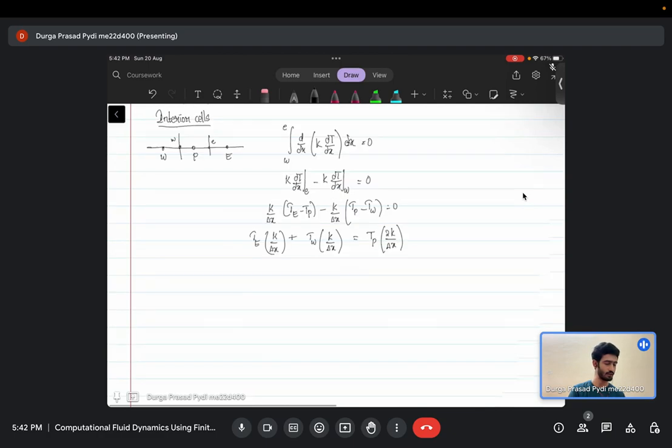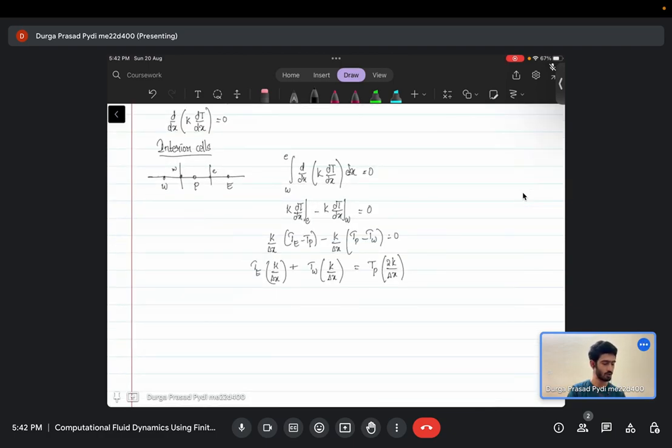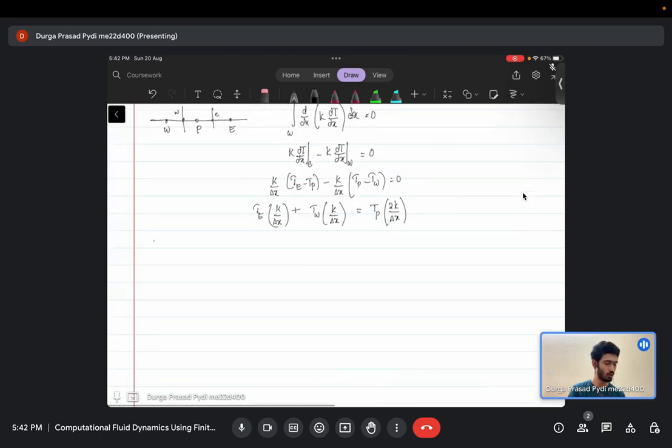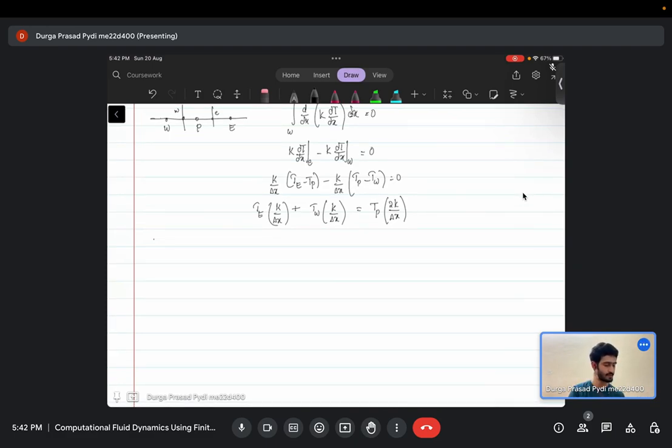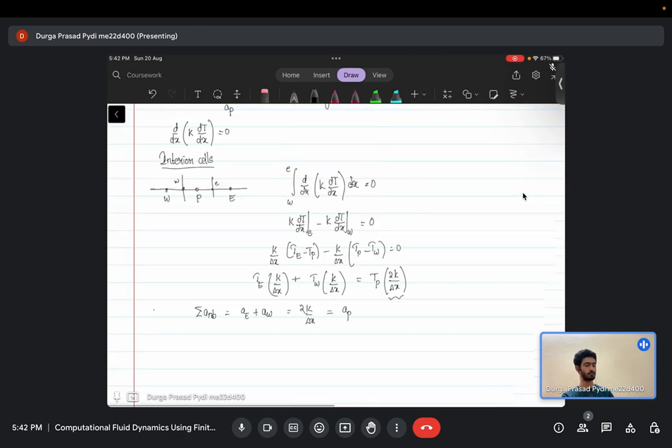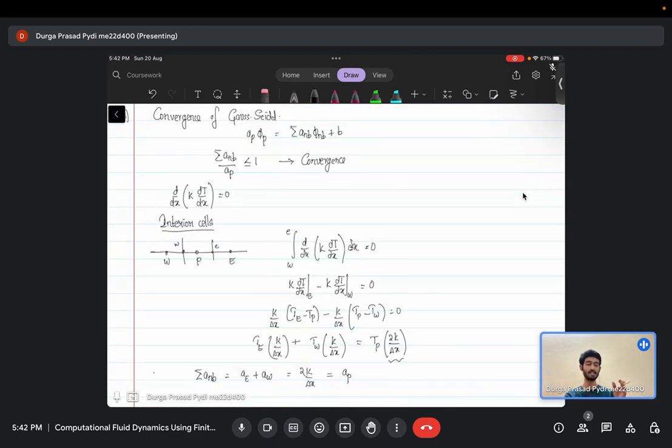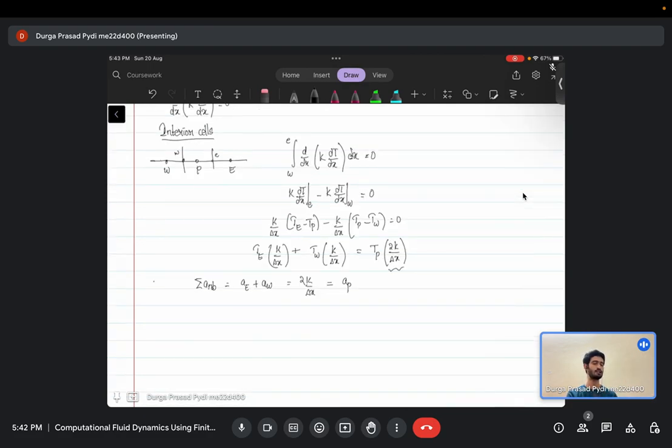Say the first question asks you about the Dirichlet condition. So for all the interior cells, let's see what happens. If you take the value of sigma A nb, that is essentially east plus west, that is k over delta x plus k over delta x, so that is 2k over delta x, and that is essentially equal to your AP. So your AP is also equal to 2k over delta x. As per the Scarborough criterion, it should be less than or equal to 1, so it should satisfy both the equality as well as the inequality constraints. So for all the interior cells, the equality constraint is satisfied.